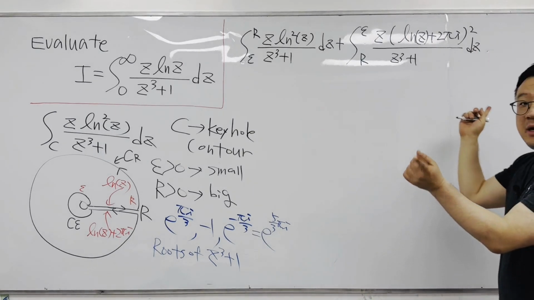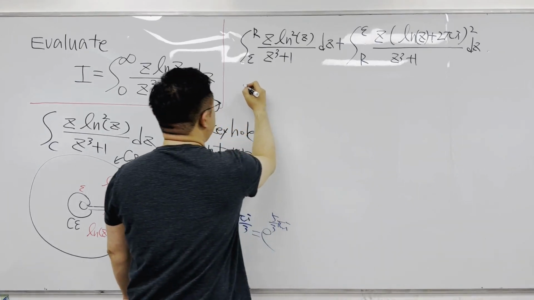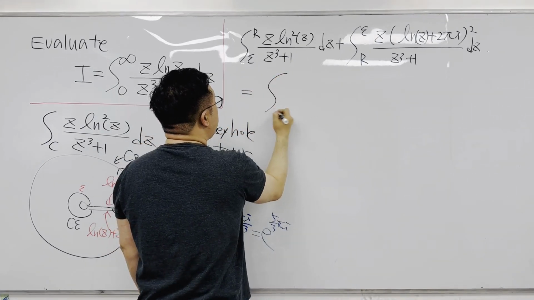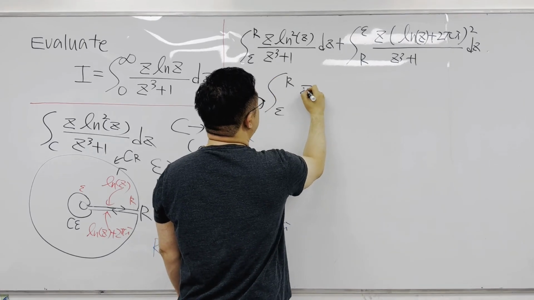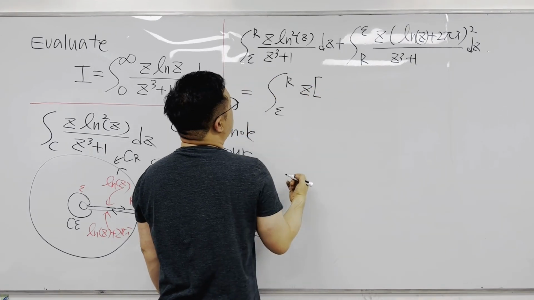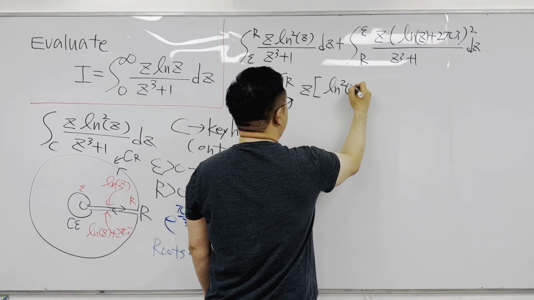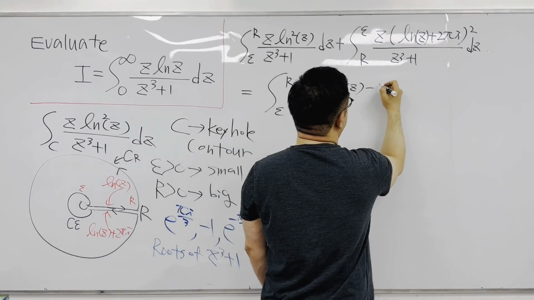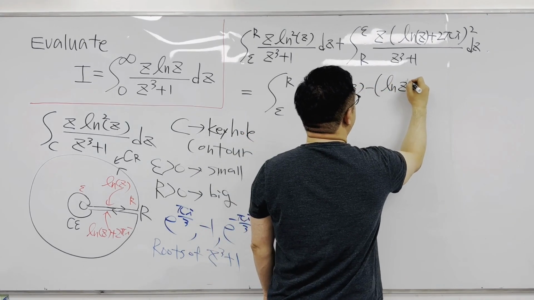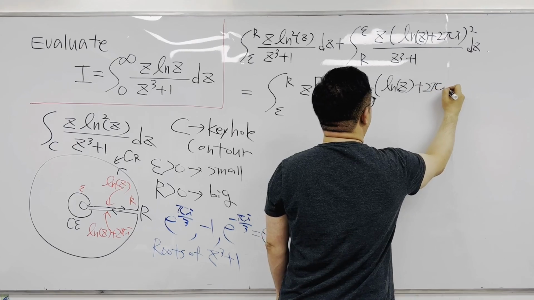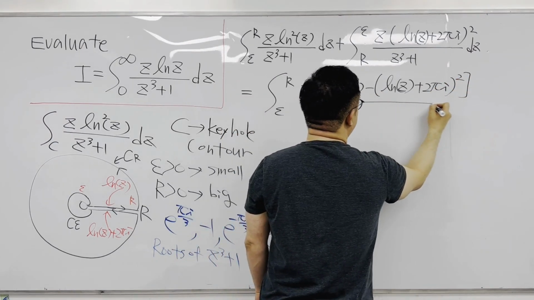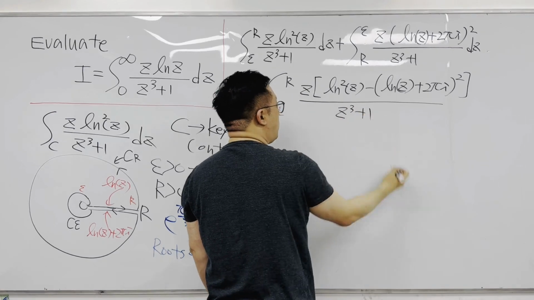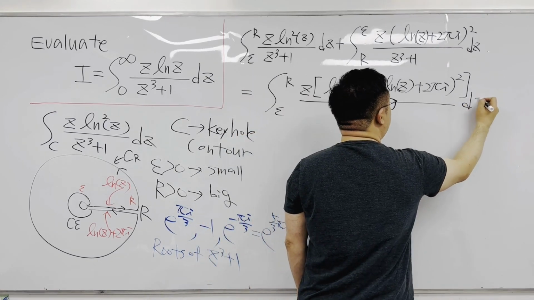But then again, we can combine these two integrals into one integral from epsilon to R. Then we should have, pulling the z out, a bracket: ln squared of z minus ln z plus 2 pi i squared. Close the bracket, and we have z cubed plus 1 in the denominator, and of course we have dz.